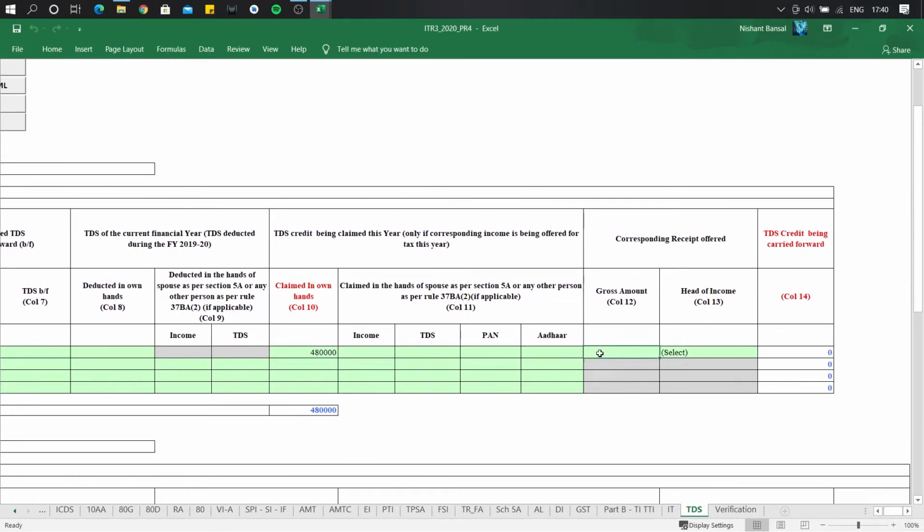Then gross amount, the gross amount of the corresponding receipt offered. That is how much rent we have received. So we'll look at the question for that. The gross rent received was 48 lakhs. So we'll enter the amount 48 lakhs. And the head of income is house property.